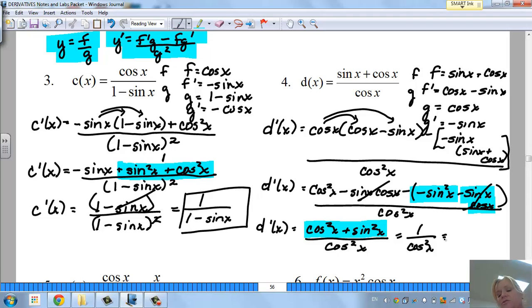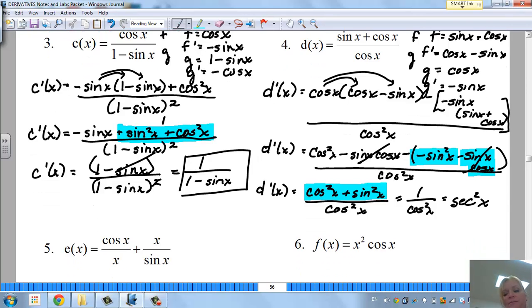And sometimes you'll look at the answers and you'll see that's not the answer. You might see it that way, or you might see it called secant squared x. Either one of those would be okay. So that was kind of fun. Let's try a couple more.